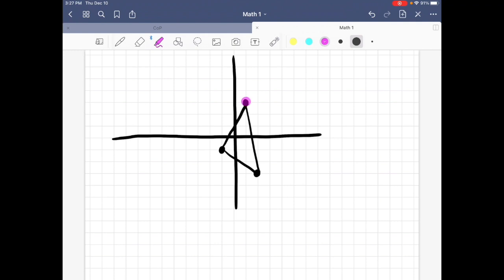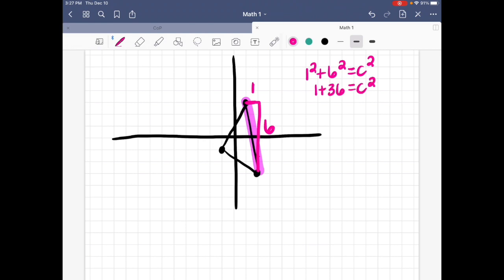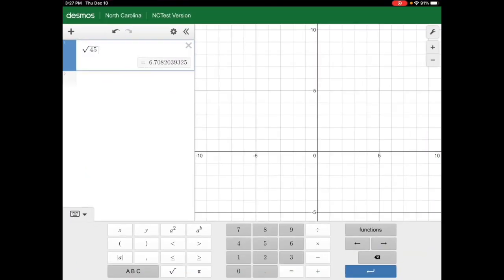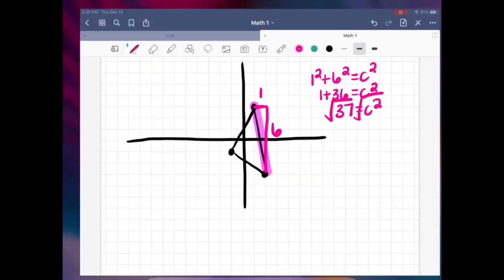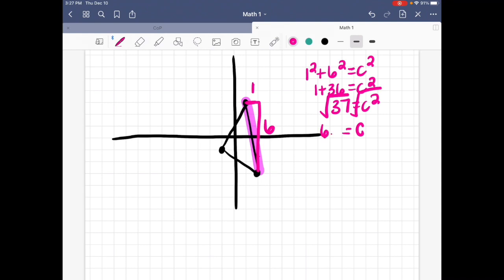Now, to find the perimeter, that means we're going to have to add up the sides. So I'm going to start with one of the sides, and we're going to do the Pythagorean theorem like we did earlier. So we're going to make that right triangle. So I have 1 unit and 6 units. So 1 squared plus 6 squared equals c squared. So 1 plus 36 equals c squared. 37, and take the square root. All right, so we're going to take the square root of 37, and we get 6.1.